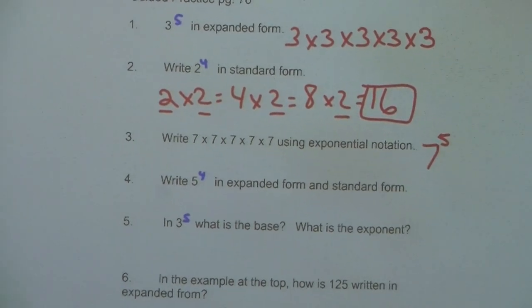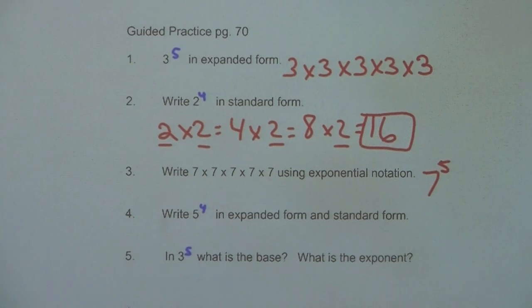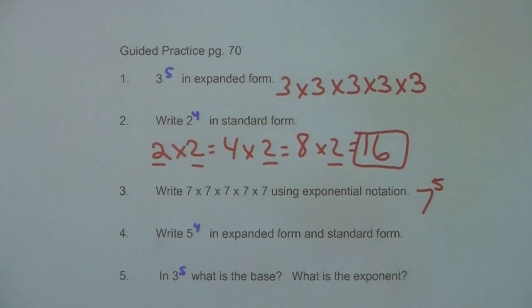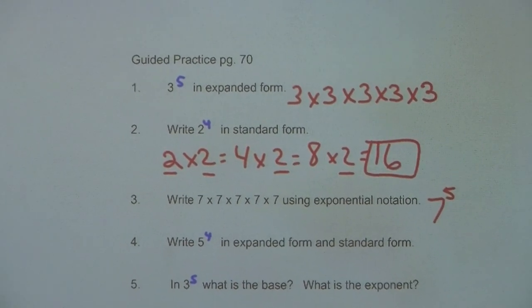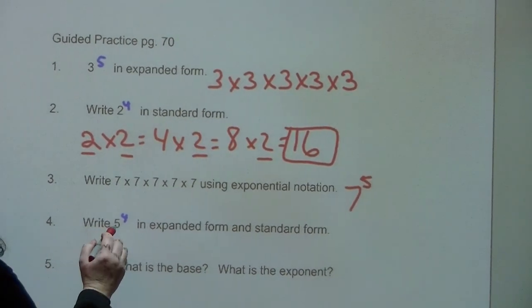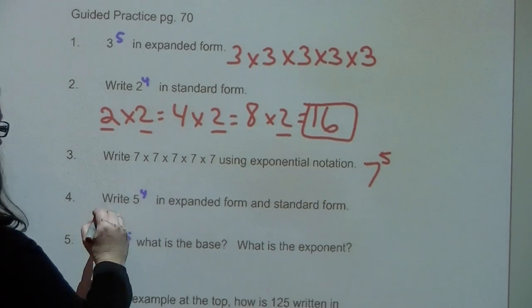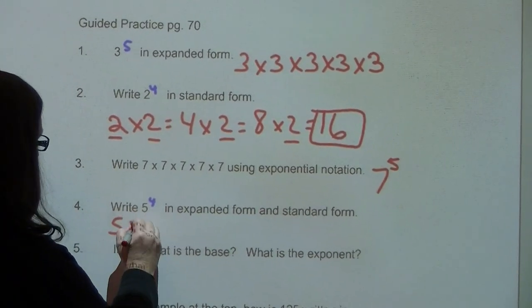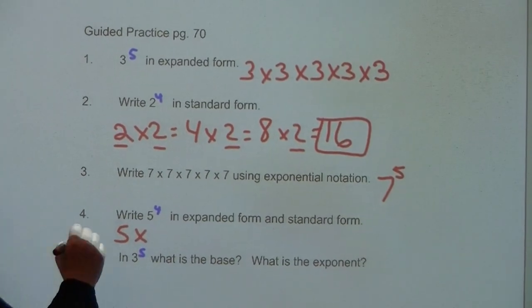Number 4 says write 5 to the 4th power in expanded form and standard form. So we have to do 2. Expanded form means we need to write out the multiplication problem. So what number are we multiplying here? 5. Good. So we're going to do 5 times what number? 5. Good. It stays the same.